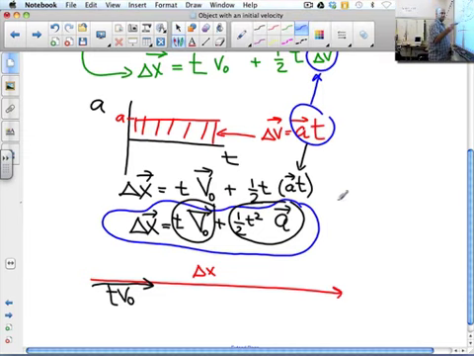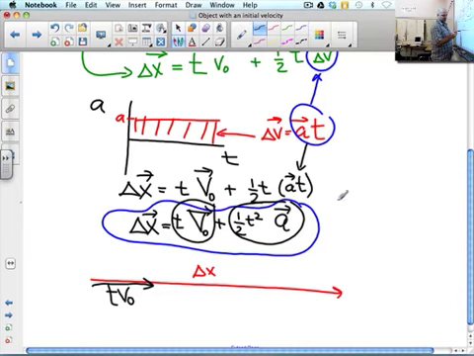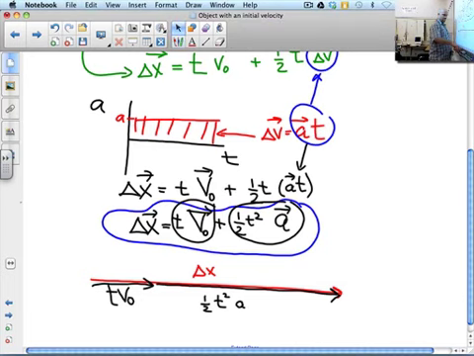So I'm talking about this one. So my 1/2 t squared makes my a vector bigger or smaller. Okay? And all the rules of adding vectors work perfectly here.